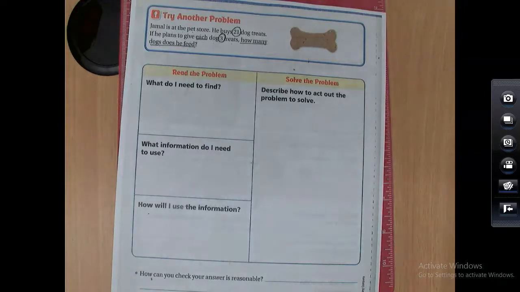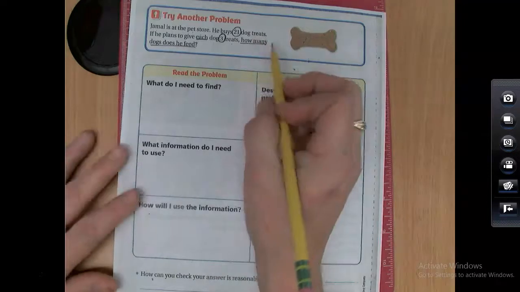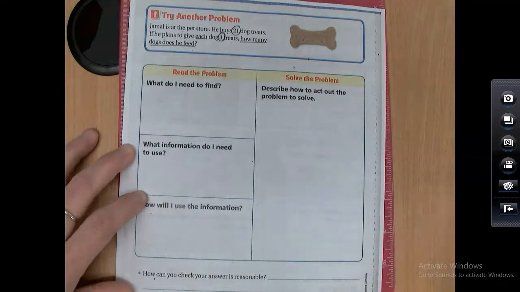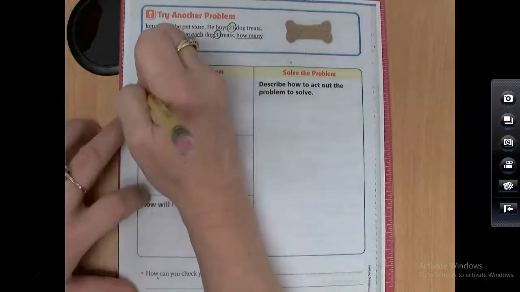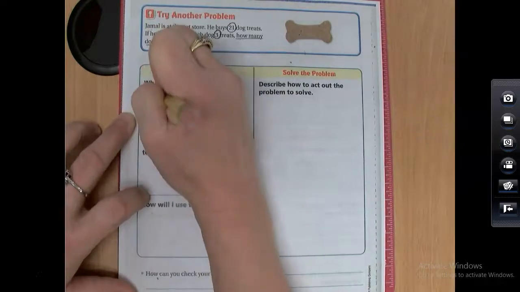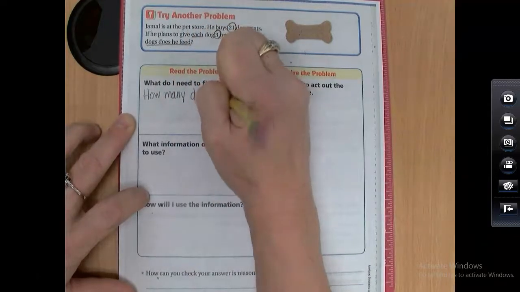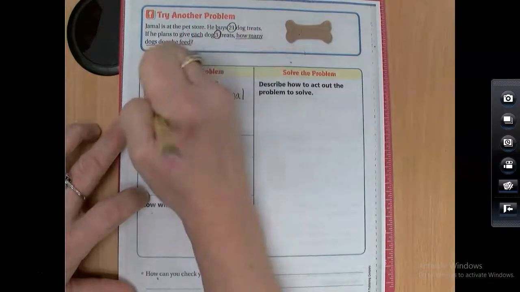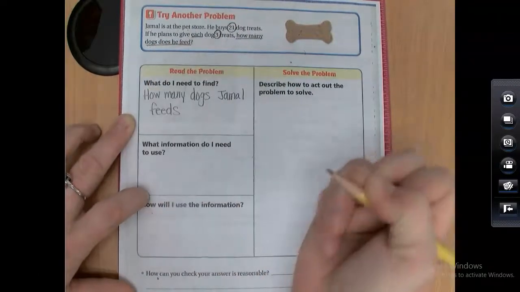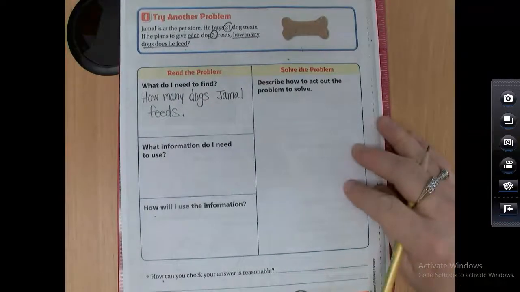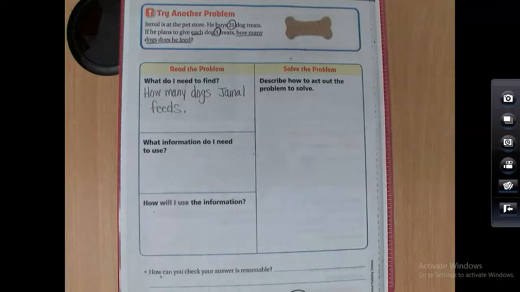So let's go down to our graphic organizer. What do I need to find? Well, boys and girls, that's just the question. Whatever the question is asking you to find, which is how many dogs does he feed? I need to know how many dogs Jamal feeds. So you're going to write that in this box. How many dogs Jamal feeds? Because we don't know that yet. That's what we need to find. I'll give you a minute to write that.